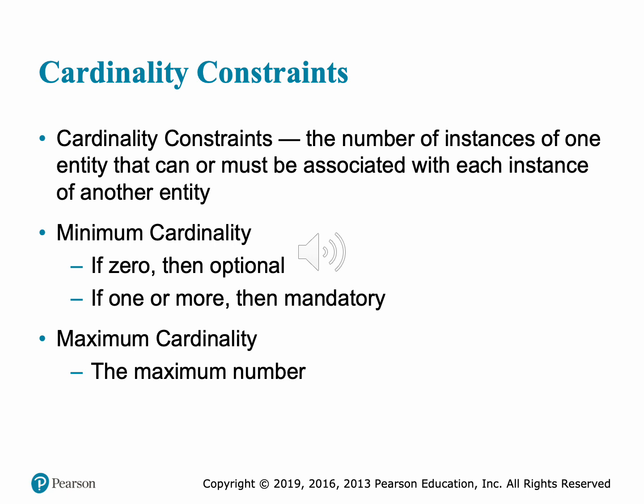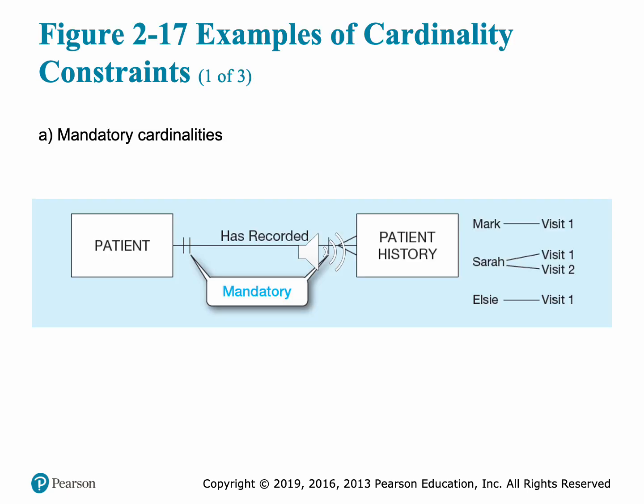Maximum cardinality refers to the largest number of instances that can participate in a relationship. In simple terms, it is the most number of connections that an entity can have with another entity. For example, in a relationship between authors and books, if the maximum cardinality is many, it means that one author can write multiple books. If the maximum cardinality is 1, it means that the author can write only one book. So cardinality constrains the number of instances of one entity that can or must be associated with each instance of another entity. This is technically the cardinality constraint.